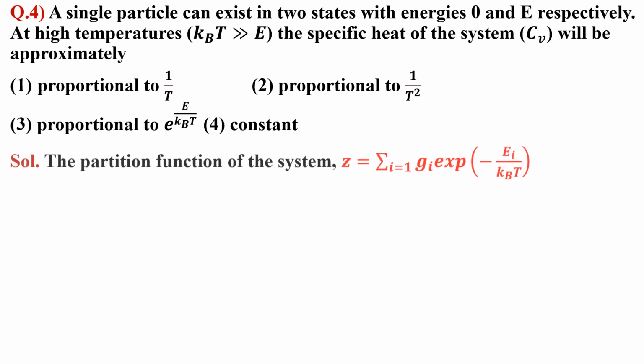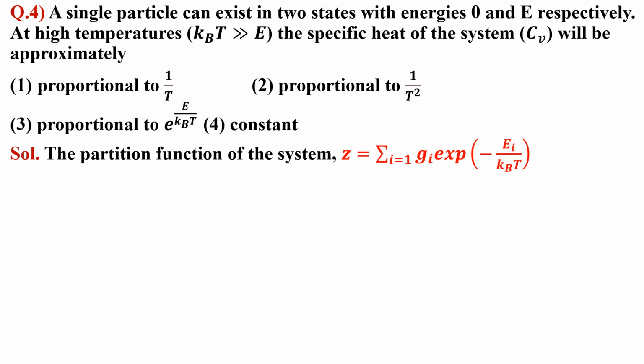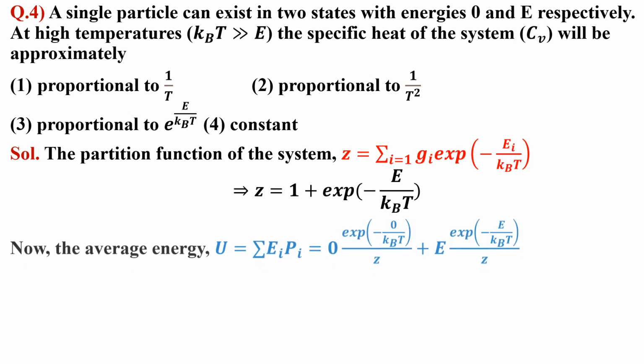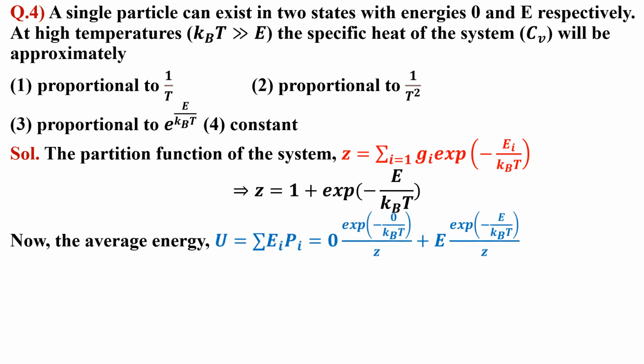Solution. The partition function of the system Z equals summation over Gi exponential minus Ei upon kBT, which gives Z equals 1 plus exponential minus E upon kBT. Now the average energy U equals summation over Ei Pi, where Pi is the probability of getting the ith energy level, equals 0 into the probability of getting energy 0 plus energy E into exponential minus E upon kBT upon Z.